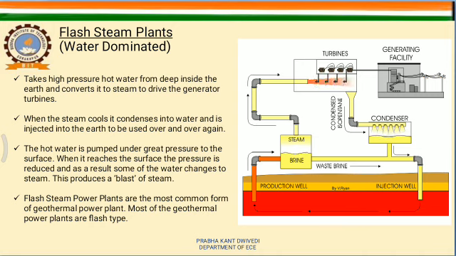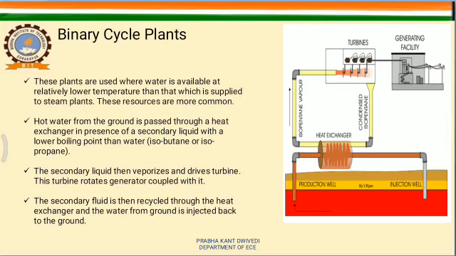So these places are very common where steam is not available and hot water is available. That's why flash steam plants are the most common, and most of the geothermal energy plants are flash steam plants. But there are places where hot water is available, but at very low temperature. It cannot be vaporized. At such places, binary cycle plants are used.